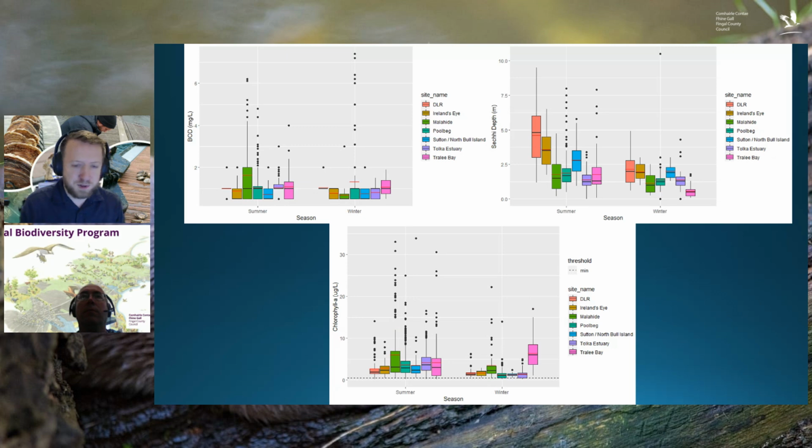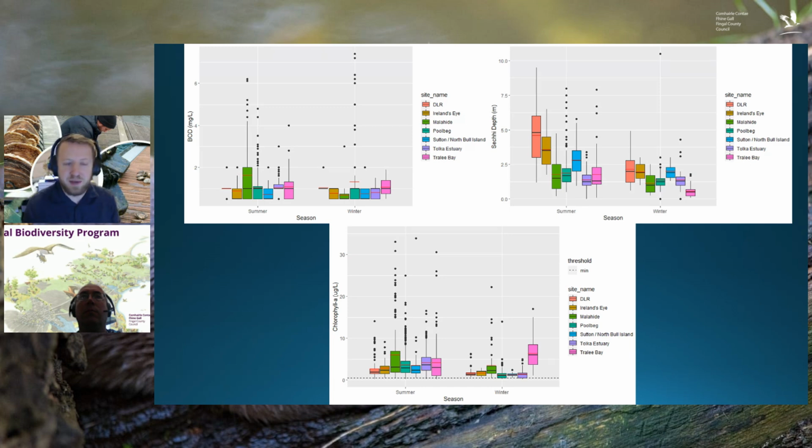Chlorophyll is kind of the food source of the oysters. That stays plenty for them year round. And then the Secchi depth is a measure of the clarity of the water, and that's just another helpful indicator to see what's going on if we're noticing a big flux in what's happening with the oysters.